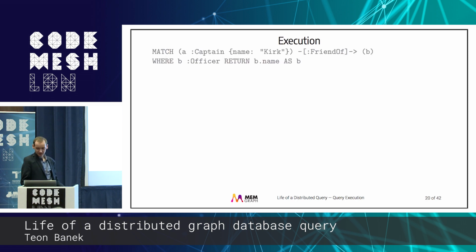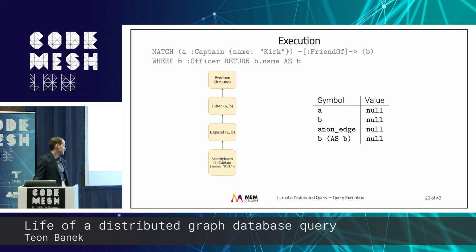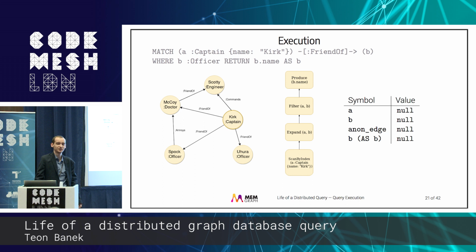So let's take a look at how execution will be done on our example. We have our query from the start, and we have the chosen plan. As I said, this is done on each worker. But since our graph in the example is very small, basically only one worker will have something to do, since Captain Kirk cannot be at two places at the same time.